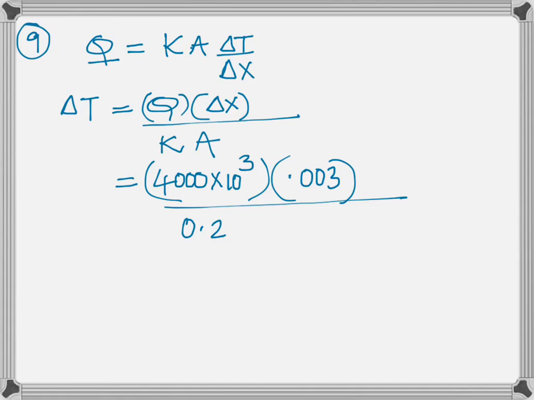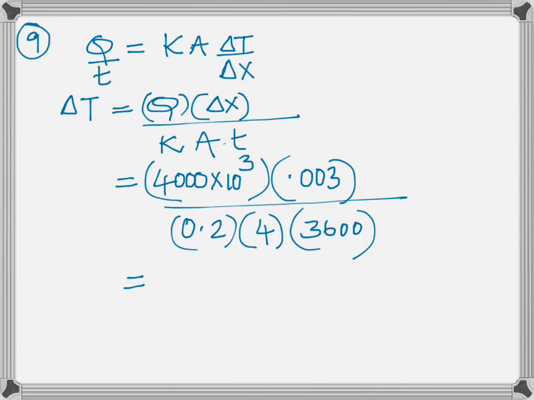K is also given in kilocalories. So, and I forgot to put t there. I added t now. Did you notice that? You see the time? I forgot that time thing altogether. Then time. Why is it 3600? Yeah, it said 1 hour, and 1 hour is 3600 seconds.